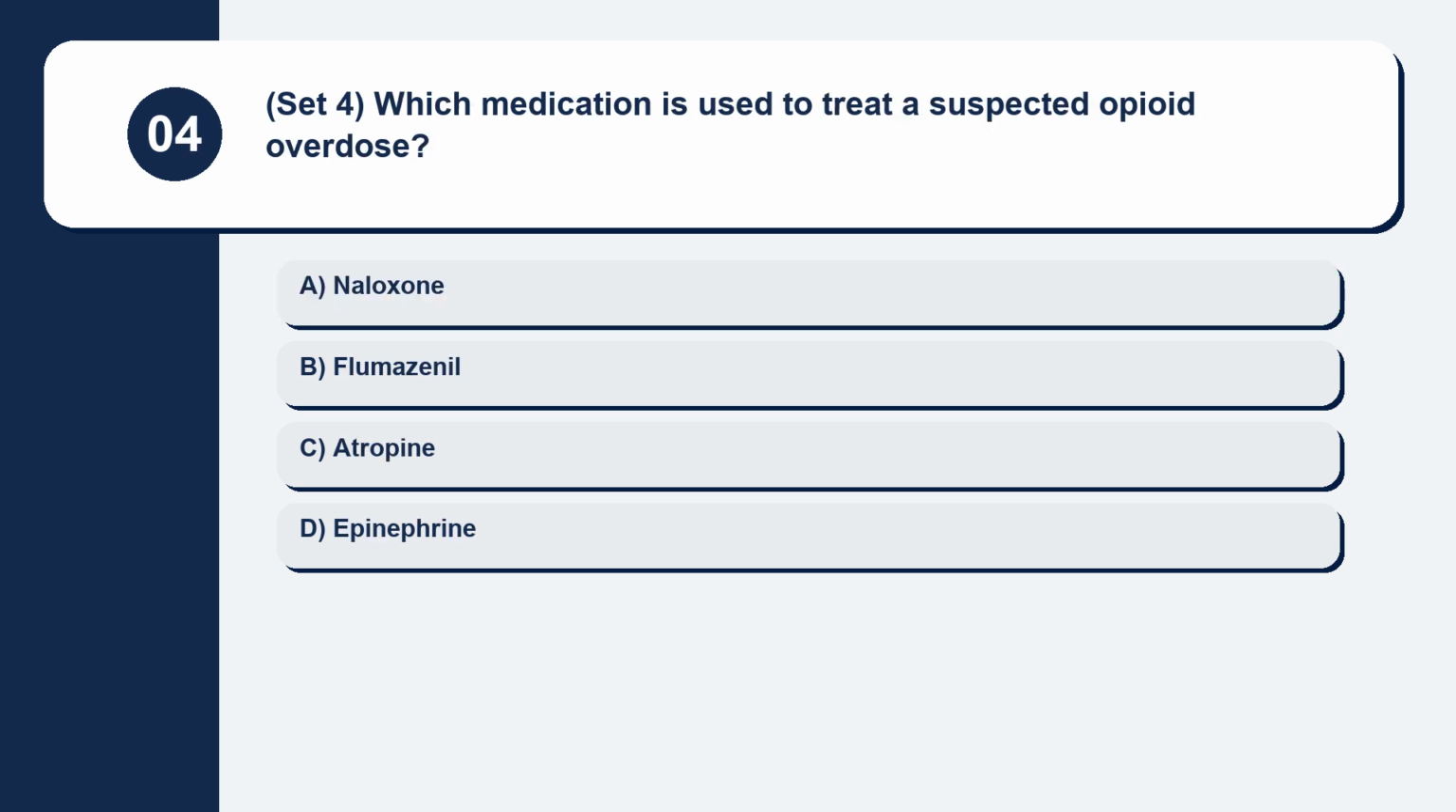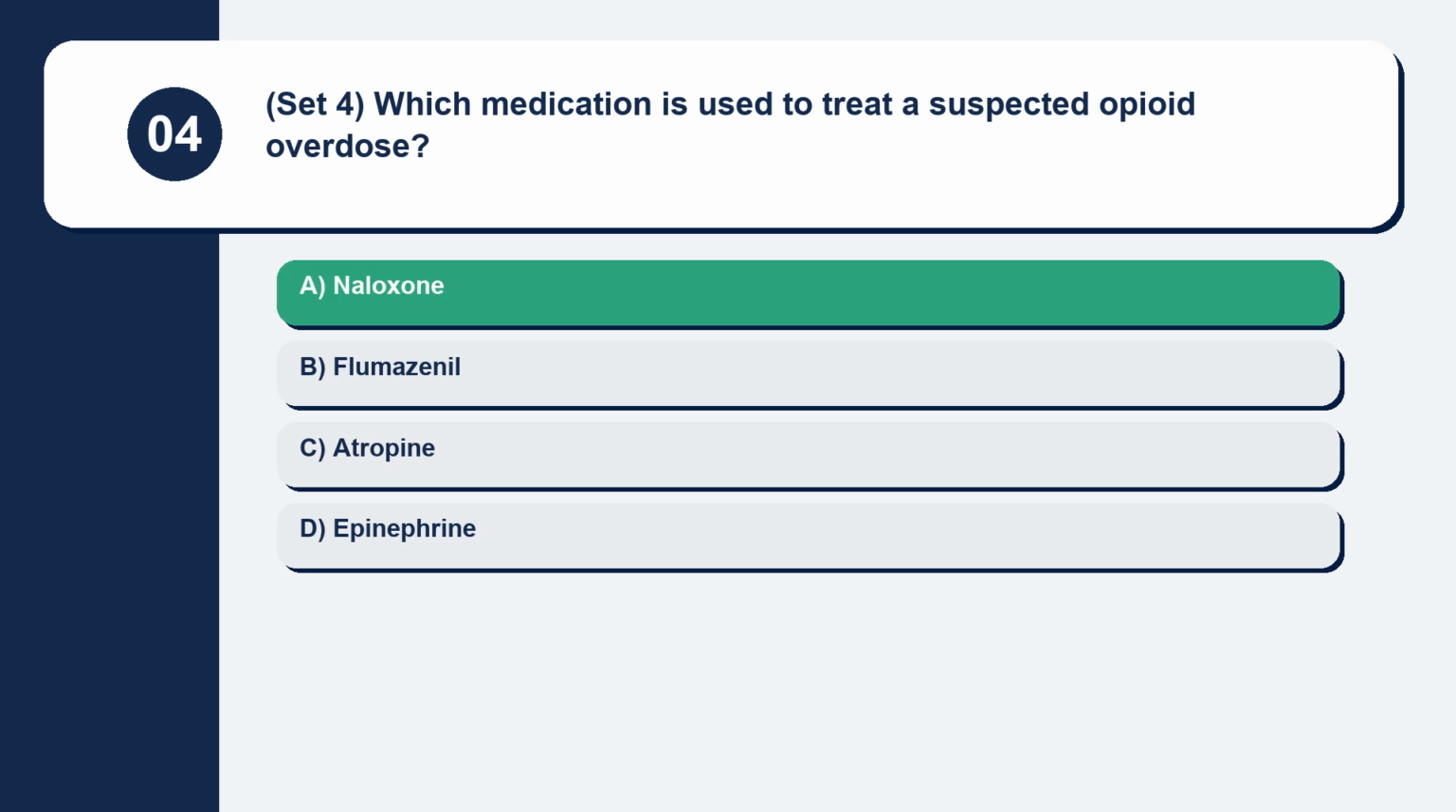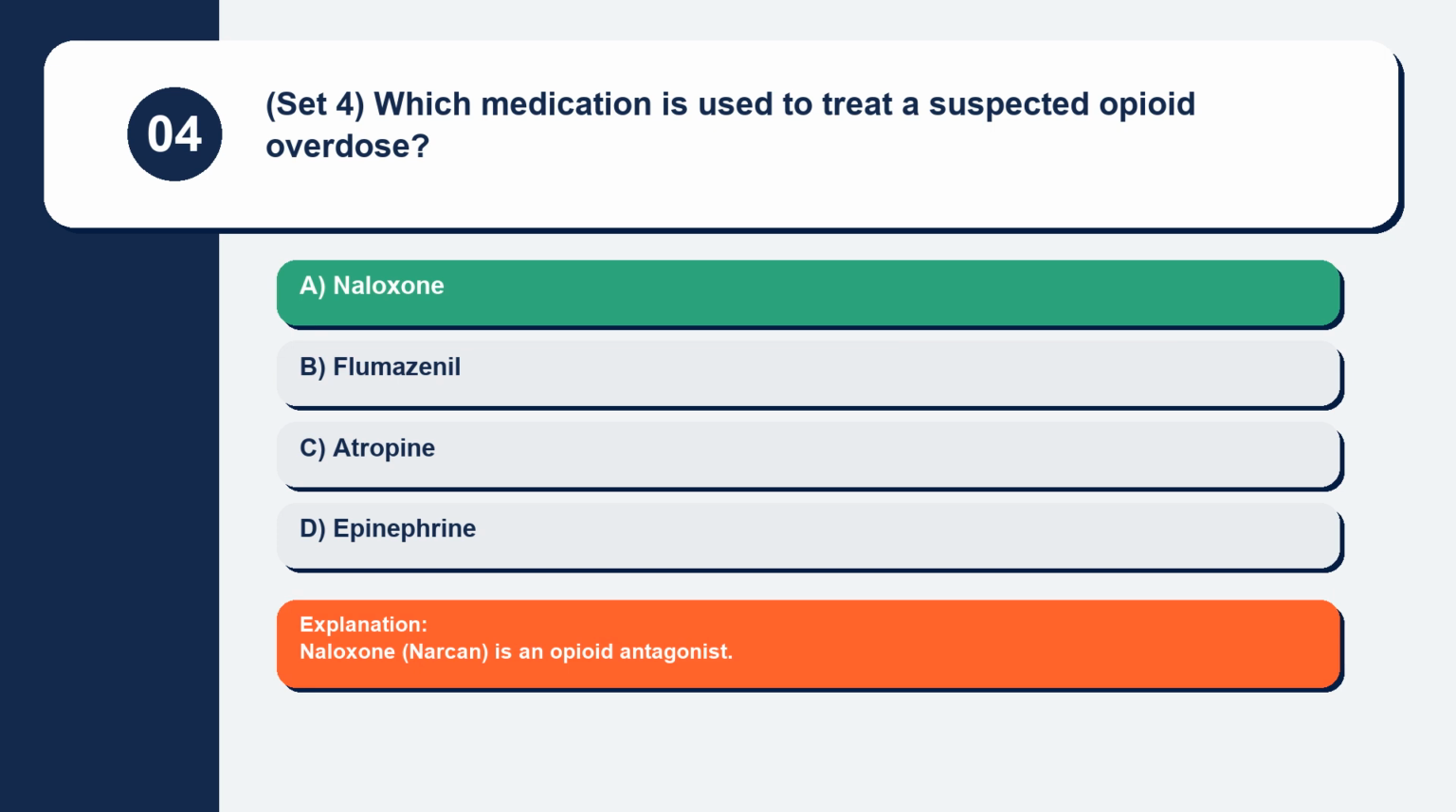Question 4. Set 4. Which medication is used to treat a suspected opioid overdose? Naloxone, flumazenil, atropine, epinephrine. Naloxone, Narcan, is an opioid antagonist.